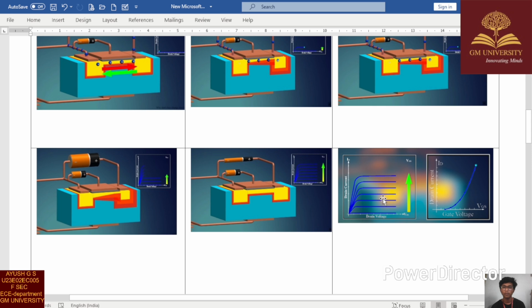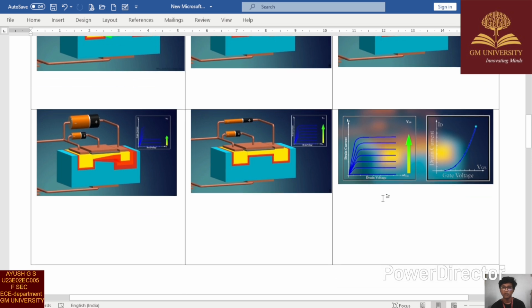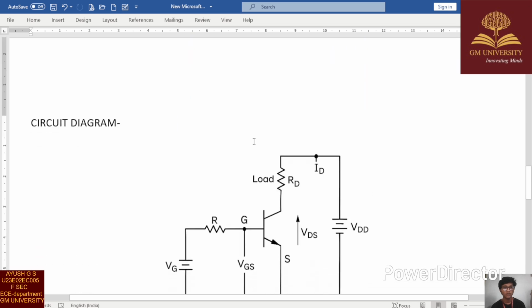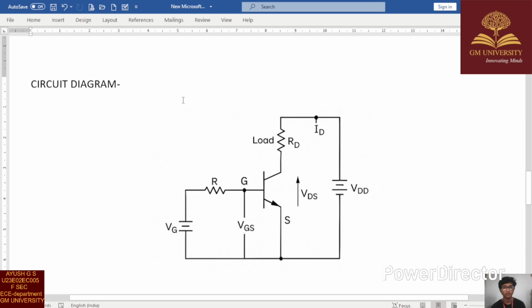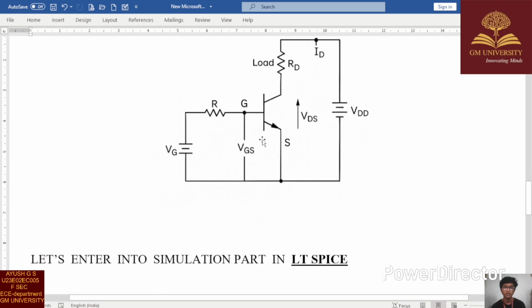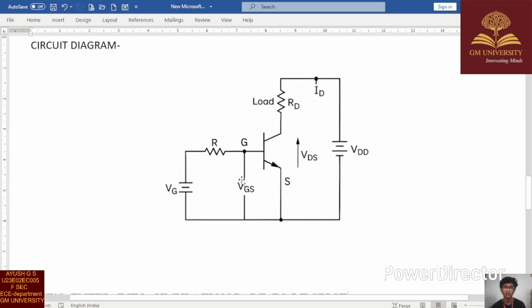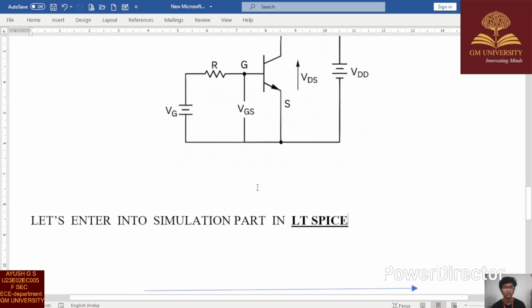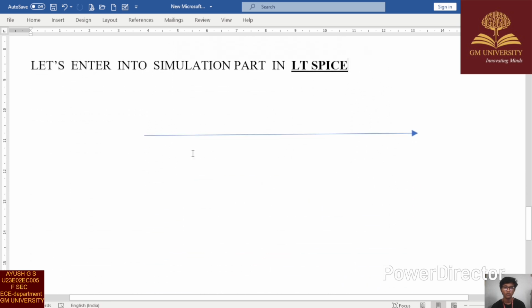Now we will implement this in LTspice. Firstly, we will see the circuit diagram of this MOSFET. In this circuit diagram, we have considered the VGS and the VDS, where the current flow will occur. Through the load resistors, VG is connected and VDD is connected. In this circuit we will measure the current with respect to the voltages VDS and VGS. So let's enter the simulation part in LTspice.